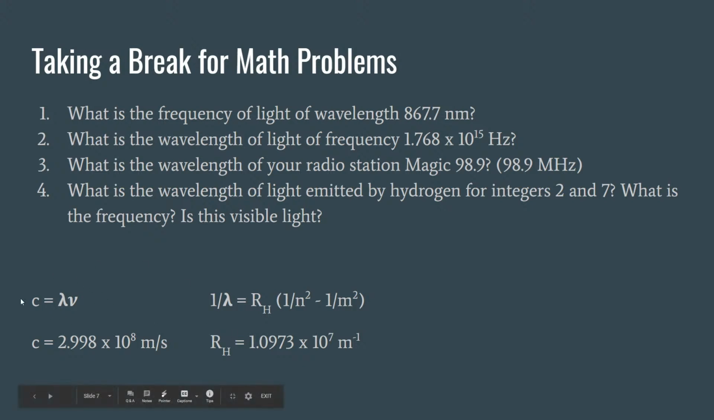First, on the left, we have c equals lambda nu. This is the Greek letter lambda, and we use that to represent wavelength. And then this is not the letter V, plebeian. That is the letter nu, Greek letter nu. It's a swoopy looking V, and we use that for frequency. c is the speed of light. That's a constant in a vacuum. 2.998 times 10 to the 8th meters per second.